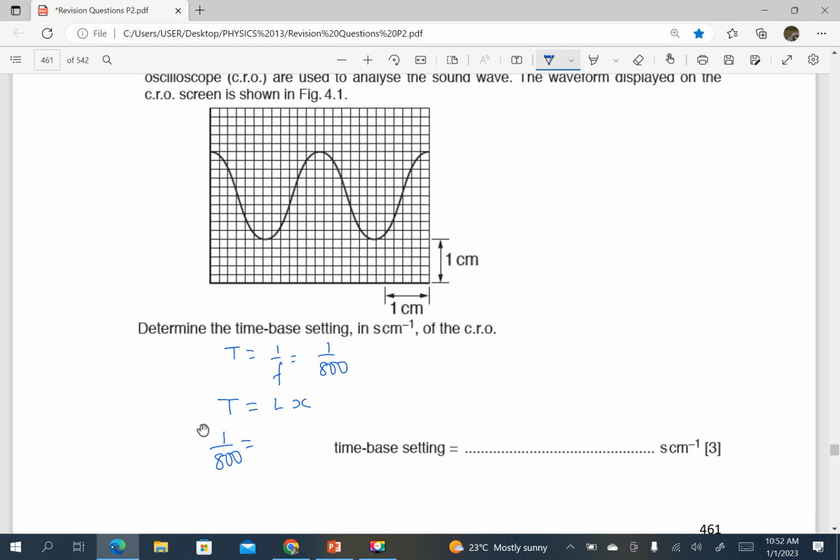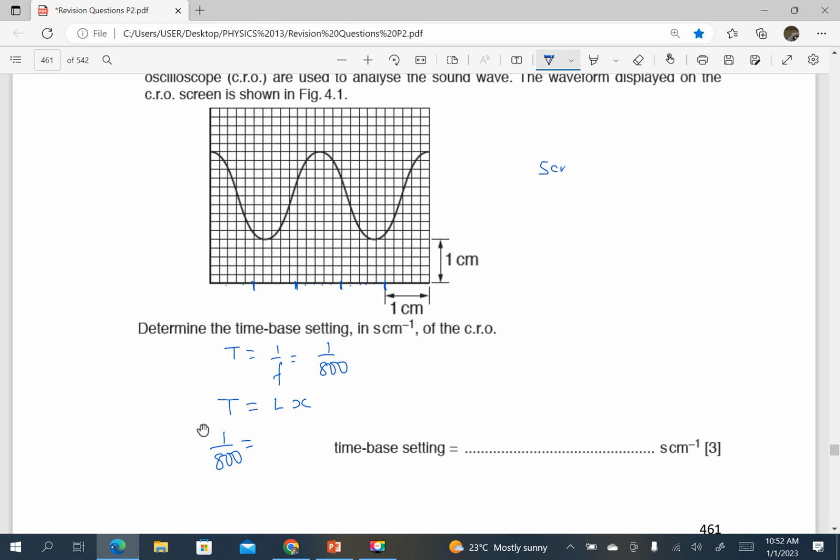So each 5 small squares represent 1 centimeter. 1, 2, 3, 4, 5. That is 1 centimeter. 1, 2, 3, 4, 5. Those are 2 centimeters. 1, 2, 3, 4, 5. Those are 3. 1, 2, 3, 4, 5. Those are 4. And these 5, those are 5 centimeters.